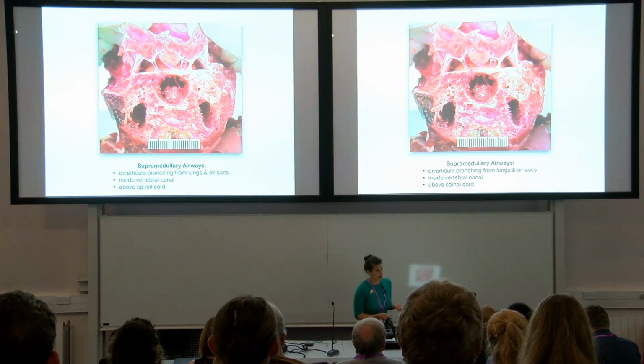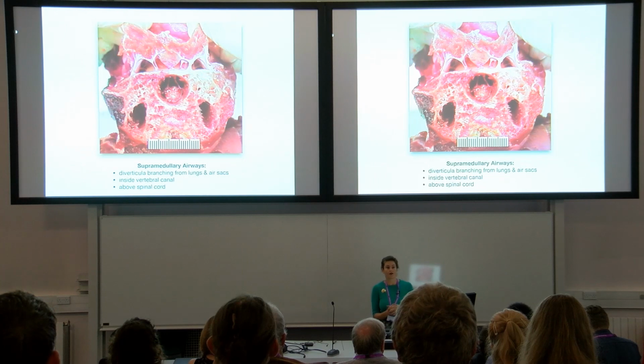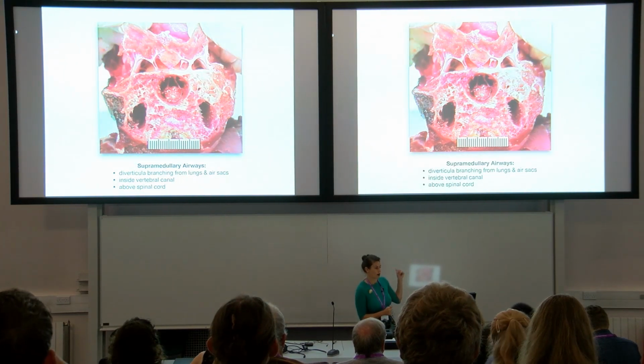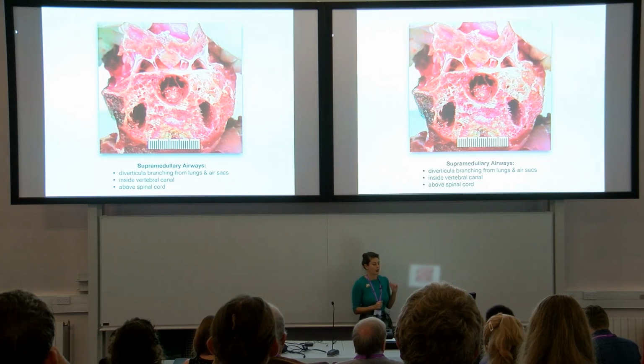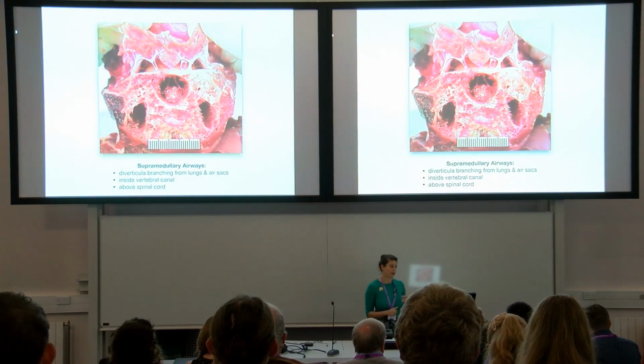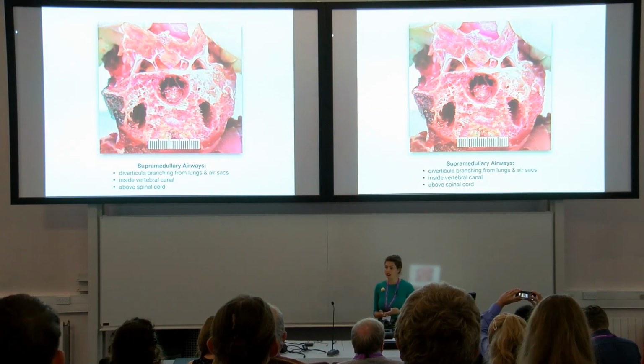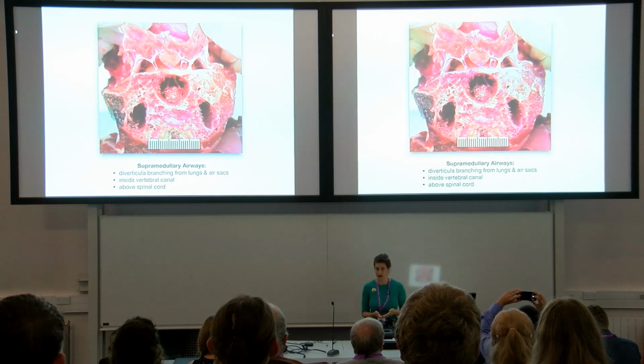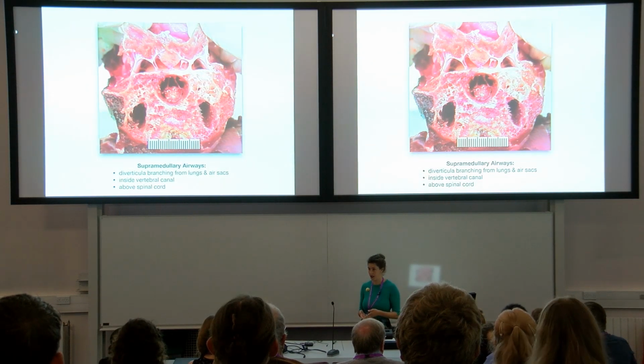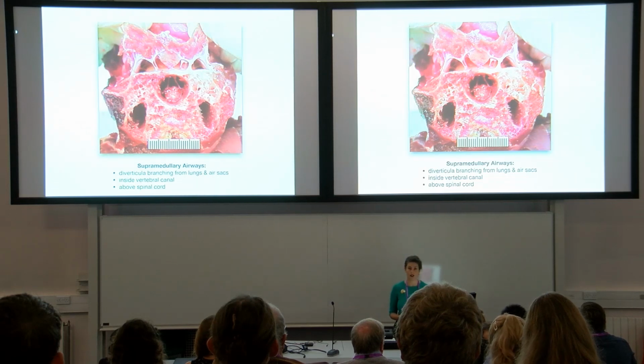Here you're seeing the diverticula, those black spaces, in a fresh dissection of an ostrich neck. And I'll talk more about pointing them out in a second. So they have been thus far described as diverticula that branch from the lungs and the air sacs that are inside of the vertebral canal and that are in contact above the spinal cord.